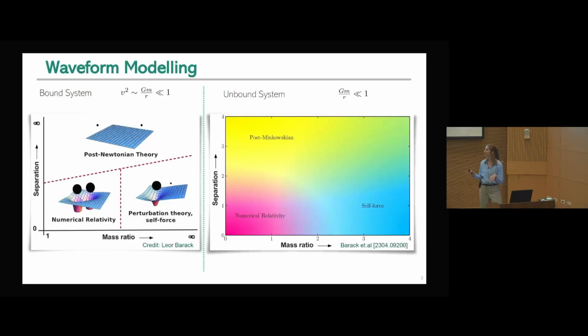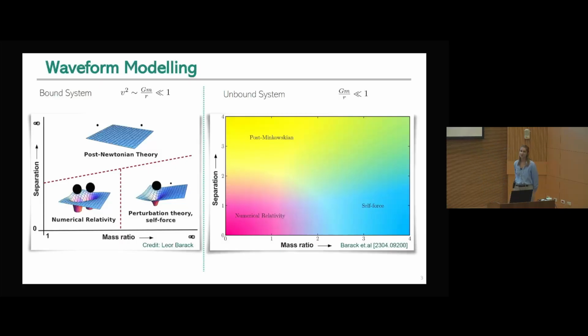For the bound system, the best method to use there is the so-called post-Newtonian expansion. What's special about the bound system is that here the virial theorem holds, and this tells us that when fields are weak, velocities are also small. So the post-Newtonian expansion is an expansion in these two parameters, small velocities and small GM over r.